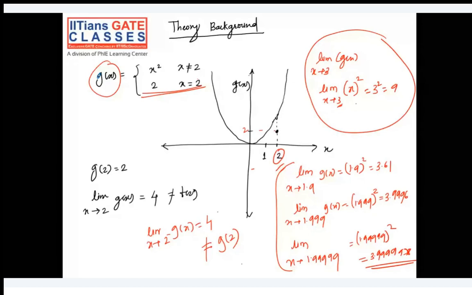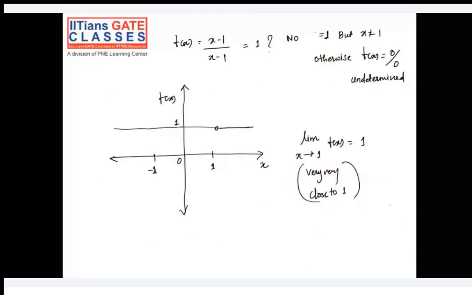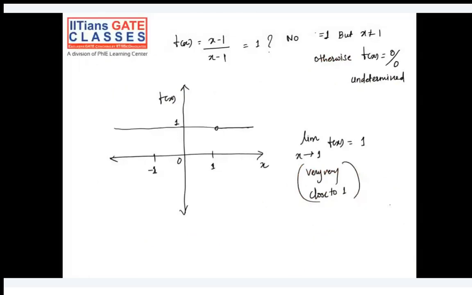Is it clear to you? Or let me give you one more theoretical question to make this concept more robust. Okay, I have one more question ready. Can you plot this graph? f of x equal to x minus 1 divided by x minus 1. Can you plot it?